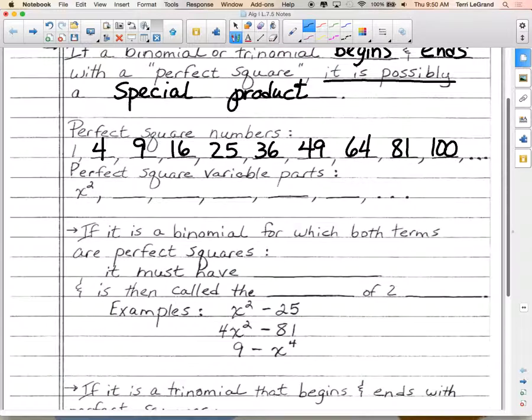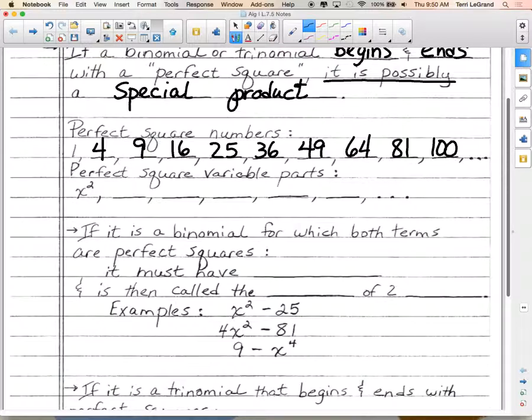Anybody know what 11 squared is? 121. What's 12 squared? 144. What's 13 squared? 169. What's 14 squared? 196. And 15 squared is? 225, not 200 something, but exactly 225. It would be good to get even those memorized, those other extra 5 that we didn't list here.